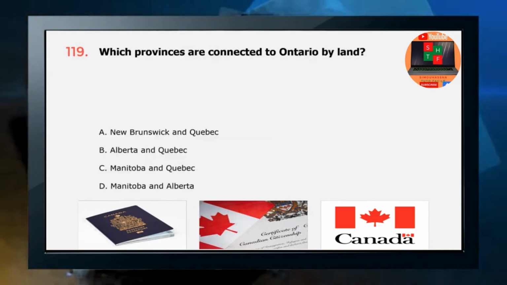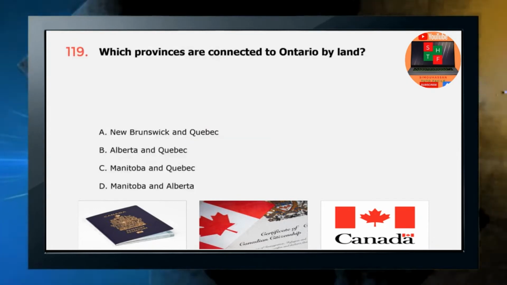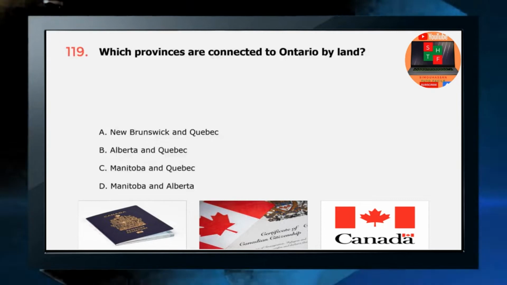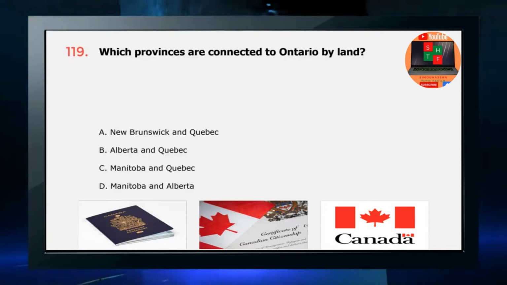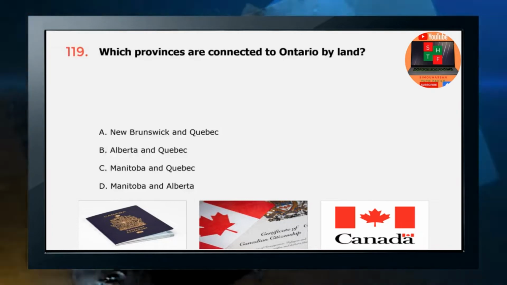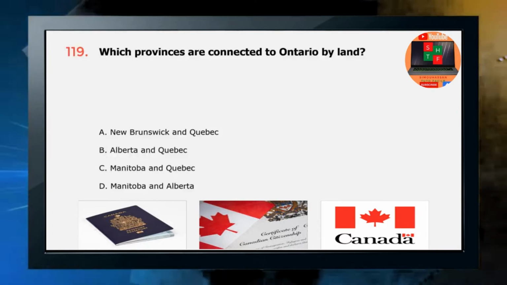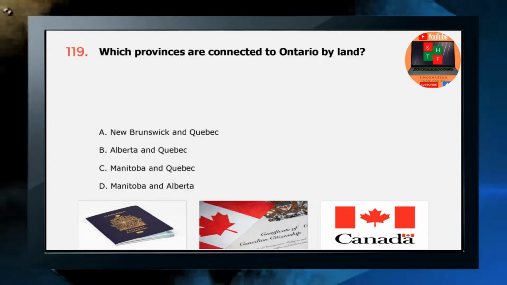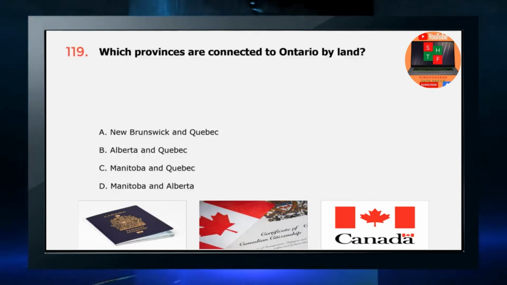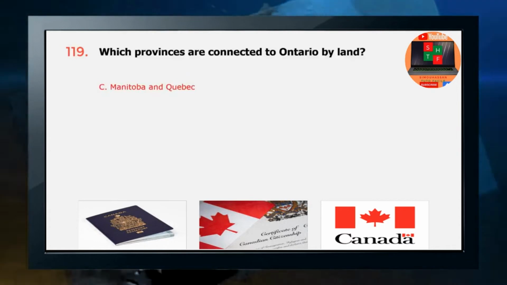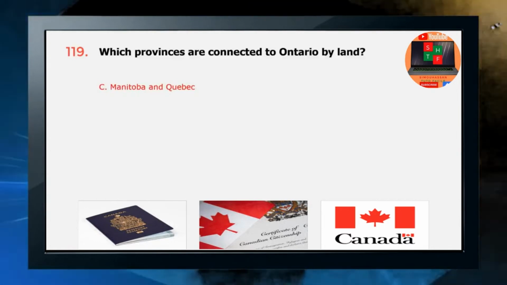Question 119. Which provinces are connected to Ontario by land? A. New Brunswick and Quebec. B. Alberta and Quebec. C. Manitoba and Quebec. D. Manitoba and Alberta. The answer is C. Manitoba and Quebec.